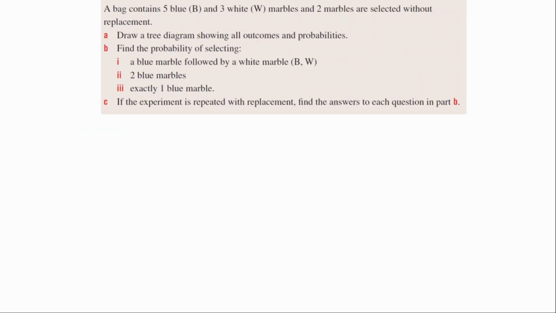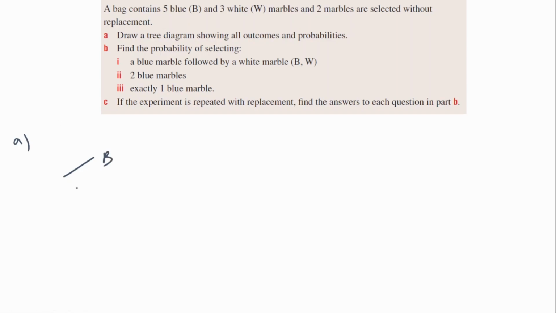So recap from last lesson, without replacement is, let's say if I pick a blue marble here, it means I don't put the blue marble back on my next pick. It's just I keep going with whatever's left in the selection. So let's have a go at doing this. Question A first, drawing a tree diagram. So a bag contains 5 blue and 3 white marbles. So there's a possibility I'll start with blue up the top.